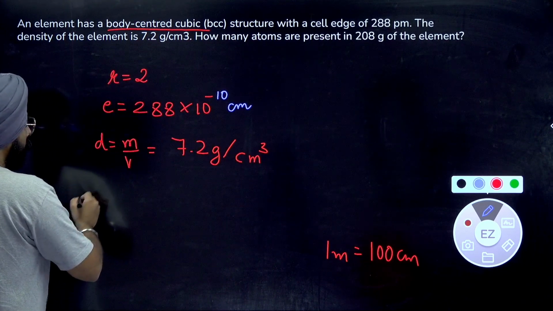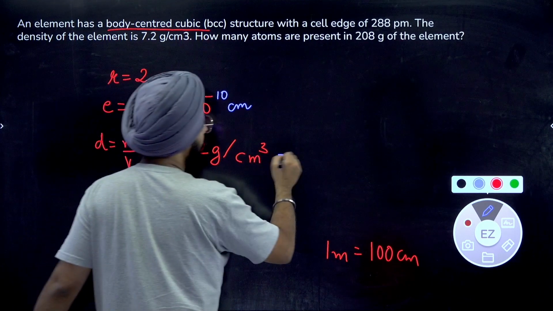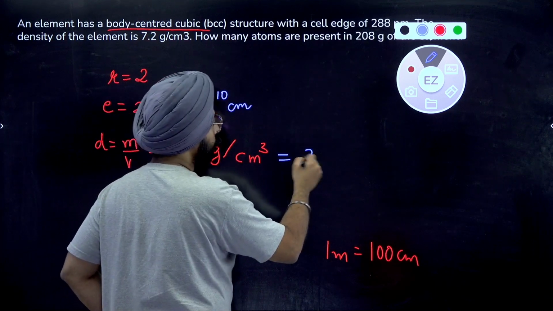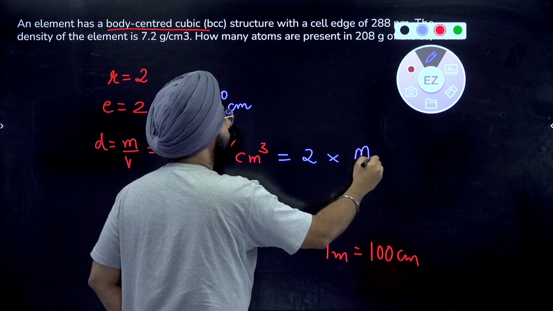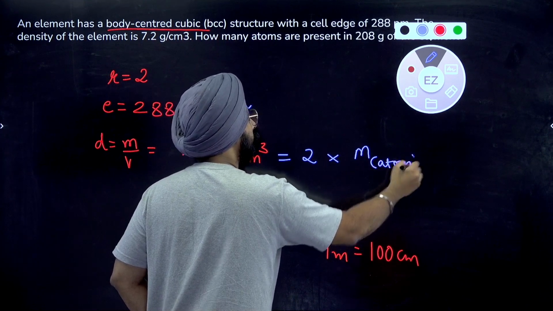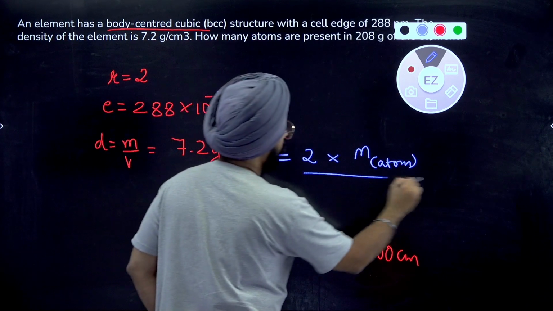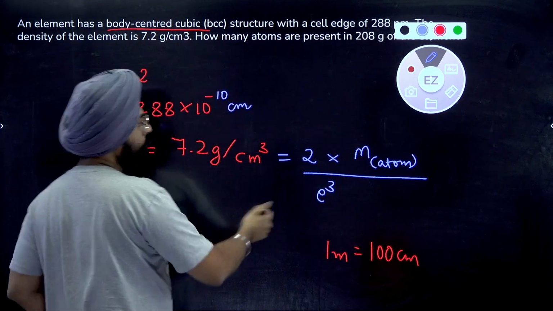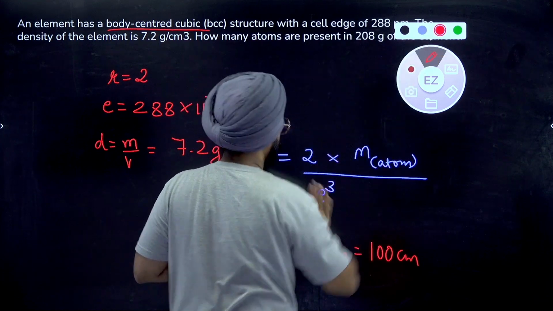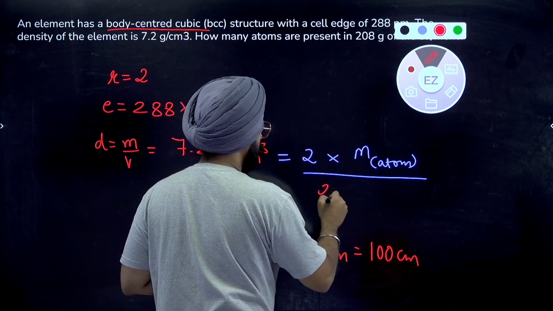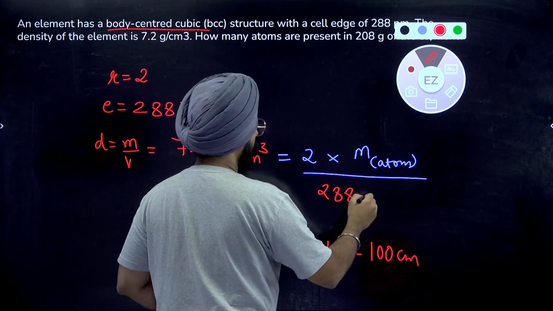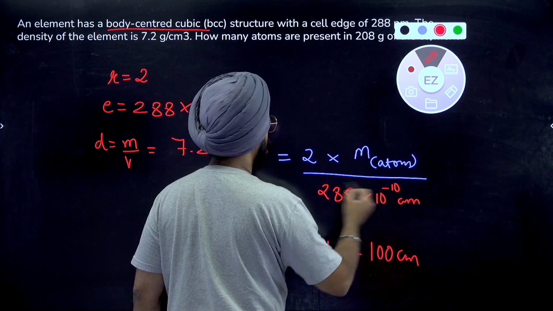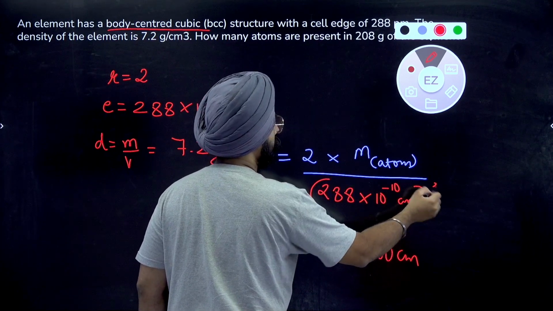Now, my dear friends, this can be written as, for BCC, what can I write it as? I can write it as 2, that is rank, into the mass of one atom, divided by edge length cubed. This is also given to me. I can write it as 288 into 10 to the power minus 10 centimeter cubed.